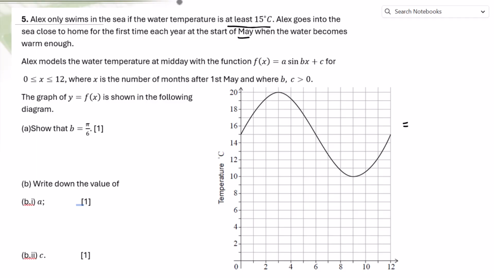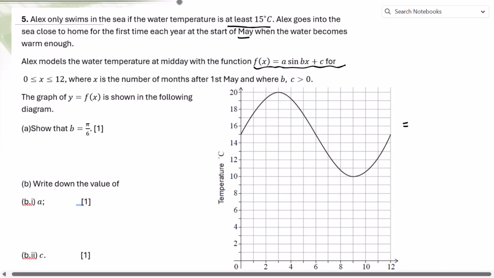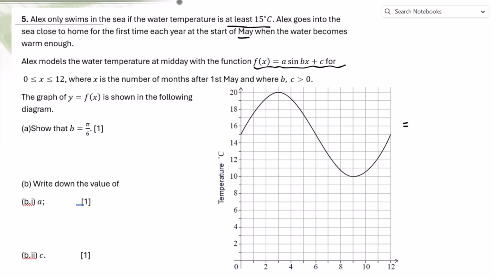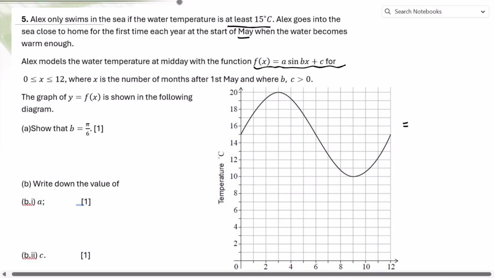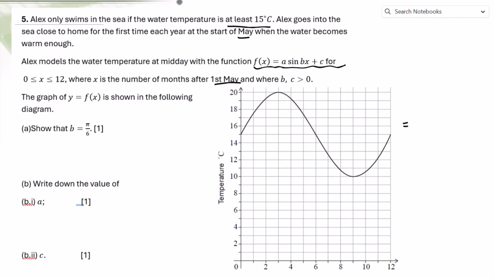Alex models the water temperature at midday with the function f(x) = a sin(bx) + c for 0 ≤ x ≤ 12, where x is the number of months after May and where b, c are positive. The graph of y = f(x) is shown in the following diagram. Show that b = π/6.